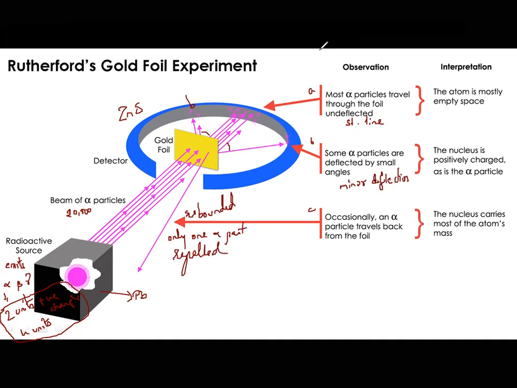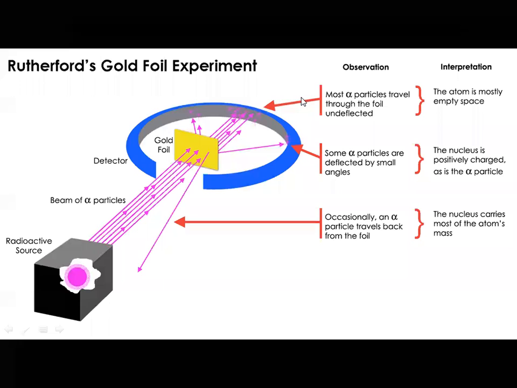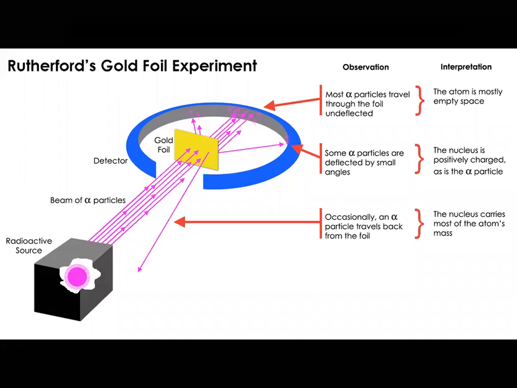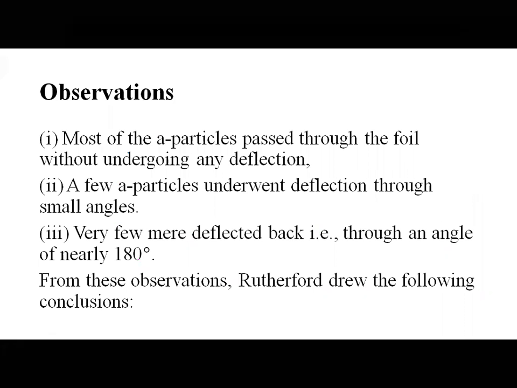So these were the observations made by Rutherford in his gold foil experiment. Most of the alpha particles pass through the gold foil without undergoing any deflection. That is the first observation. A few particles underwent deflection through small angles, so that was minor deflection. Then very few were deflected back, hardly 1 out of 20,000 rays, making an angle of 180 degrees.